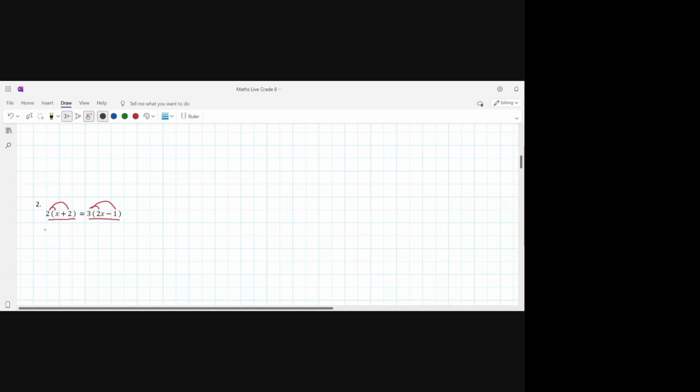All right. So tell me, what am I going to get on the left-hand side? We're going to get 2x plus 4. Beautiful. Is equal to, what about on this side? 6x minus 3. Excellent. Yes, that's the one. Good. What's our next move?